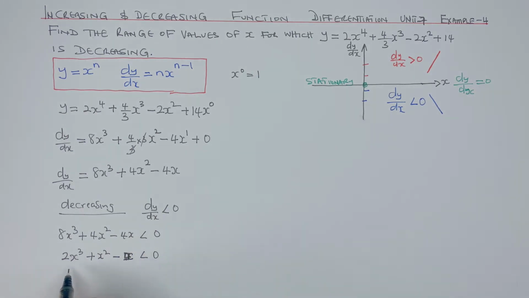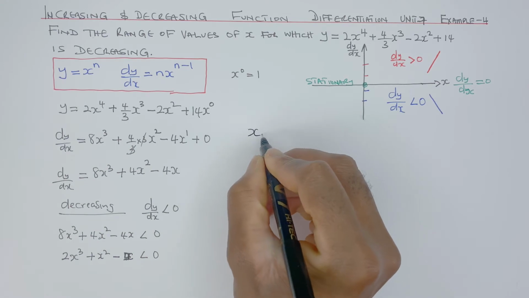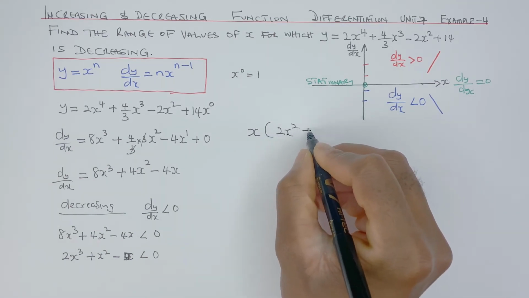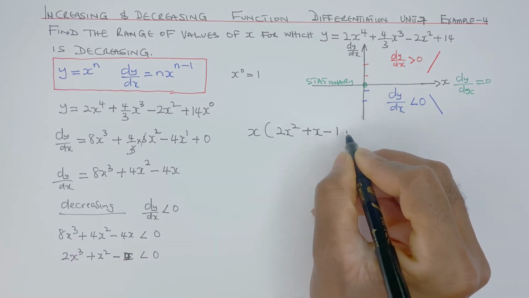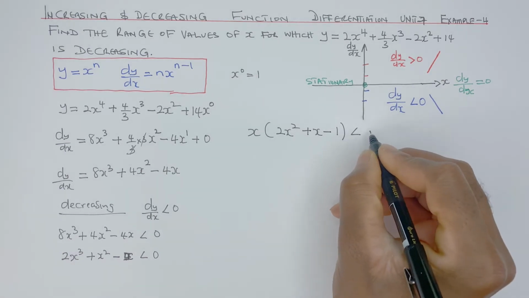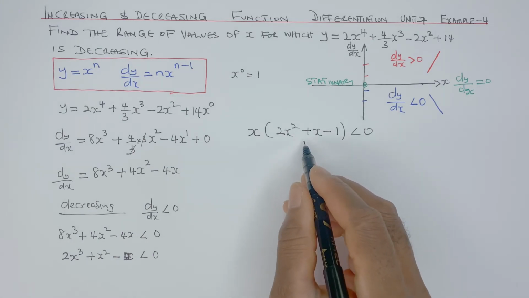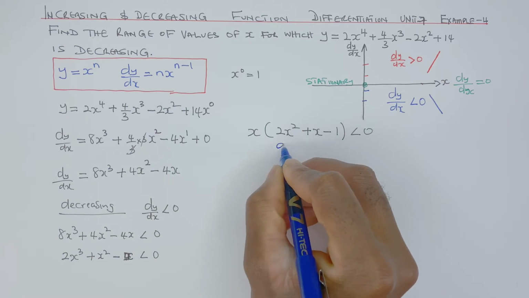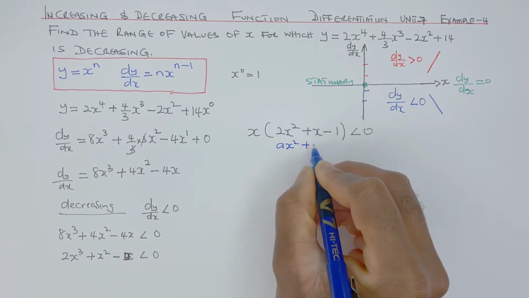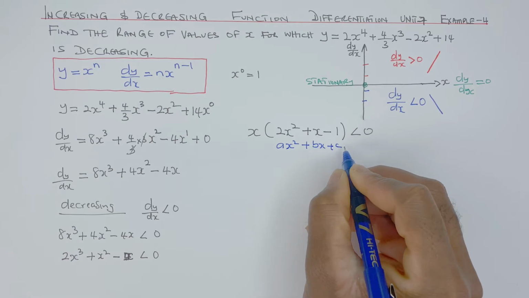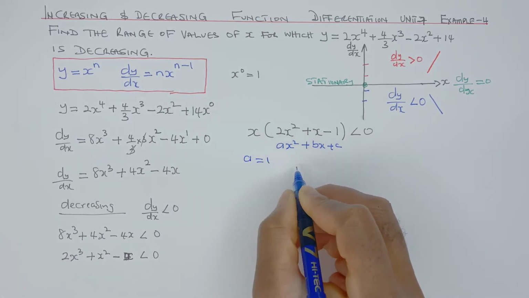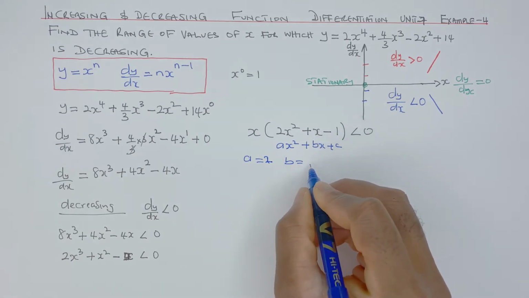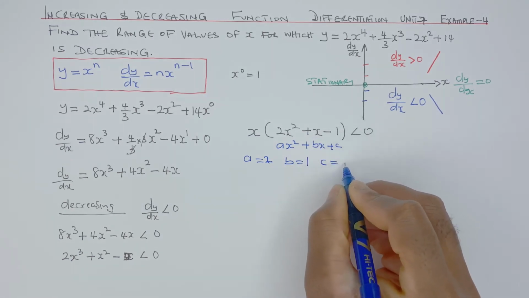x is a common factor here, so I can take x out, so I get x times 2x squared plus x minus 1 is less than 0. Now I need to factorize the bracket. That reminds me of a quadratic expression, ax squared plus bx plus c, where a equals 2, b equals 1, and c equals minus 1.